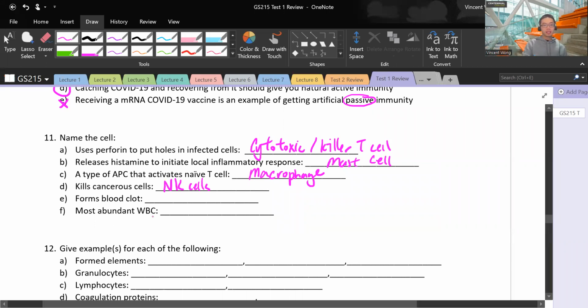Forms blood clot. It just has to name the cell, right? It doesn't have to be a white cell. Platelets. Most abundant WBC, neutrophil.